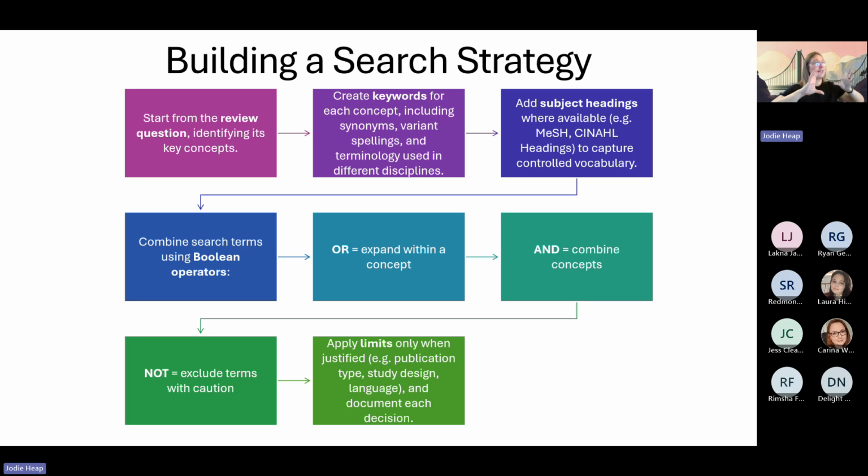So if we're visualizing this, we've got our question in the middle. Our different arms are our concepts, and then we have synonyms and contextual keywords, really jumping into the thesaurus and seeing what comes up in relation to the concepts that we're interested in.